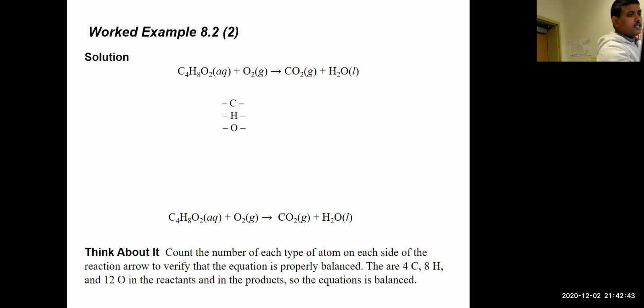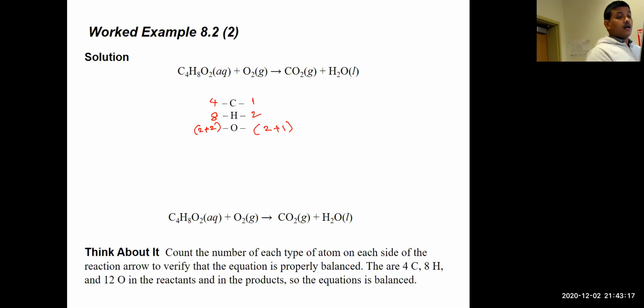Let's initially identify how many of each of these atoms are present. I see 4 carbons on the left. I see only 1 carbon on the right. I see 8 hydrogens on the left, and I only see 2 hydrogens on the right. I see oxygens in 2 different places, so I'm just going to separate them as 2 plus 2. And here I see oxygens in 2 different places as well. It's going to get a little bit messy, I can see.